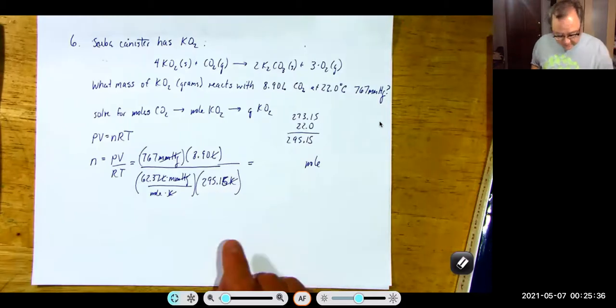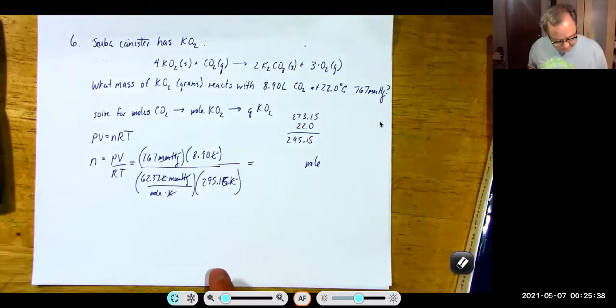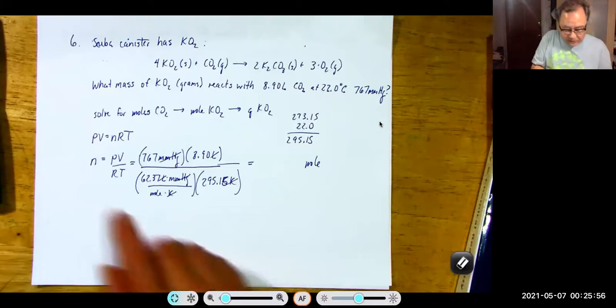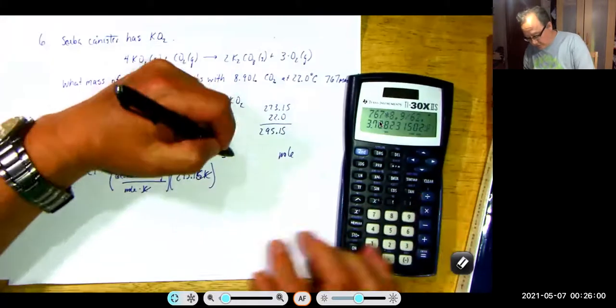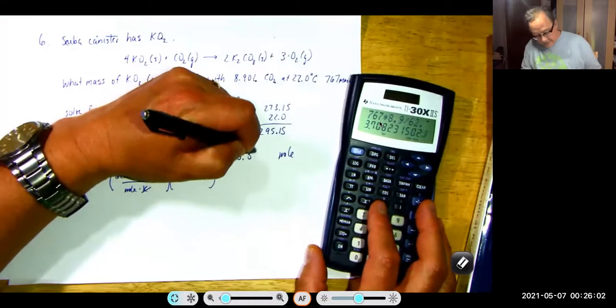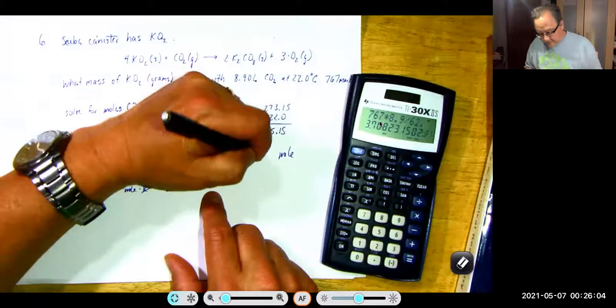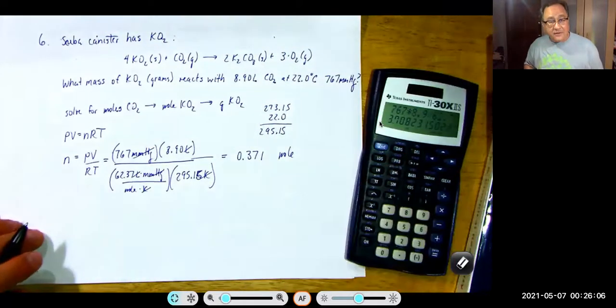Okay, let's see what we get now. 767 times 8.9 divided by 62.37 and divided by 295.15. And the answer is 0.371. So my 0.3 was a little low. And I get three significant figures, but that's how many moles of CO2 I have.